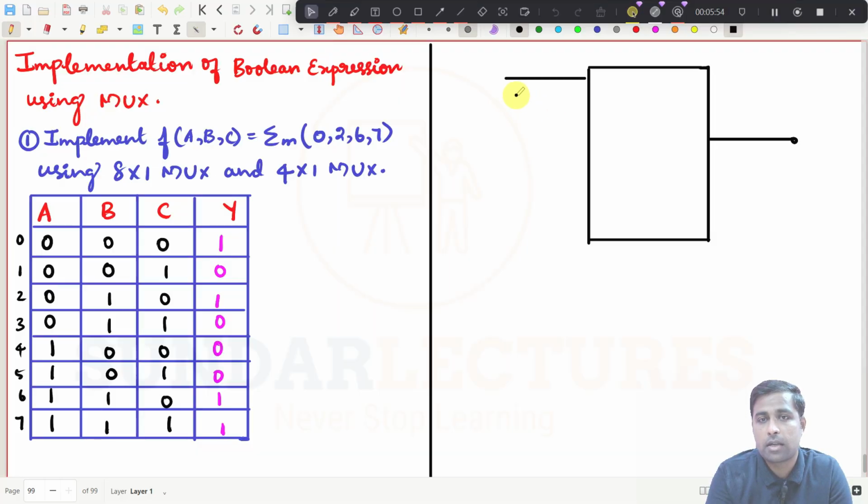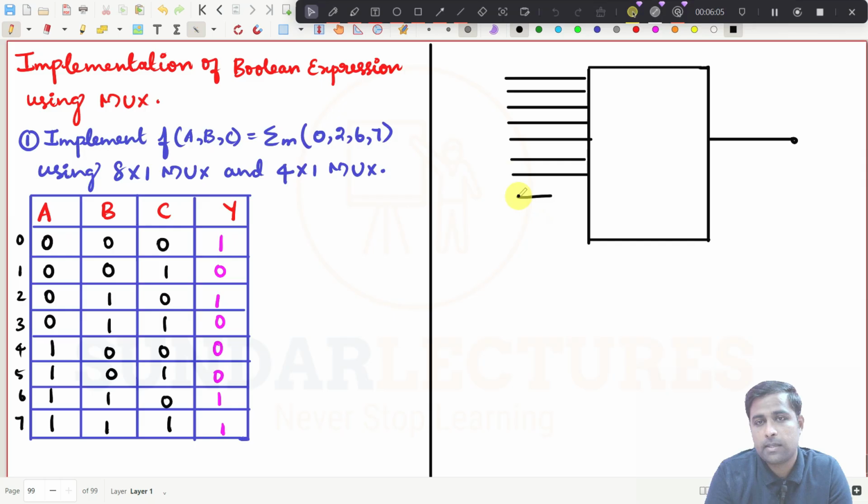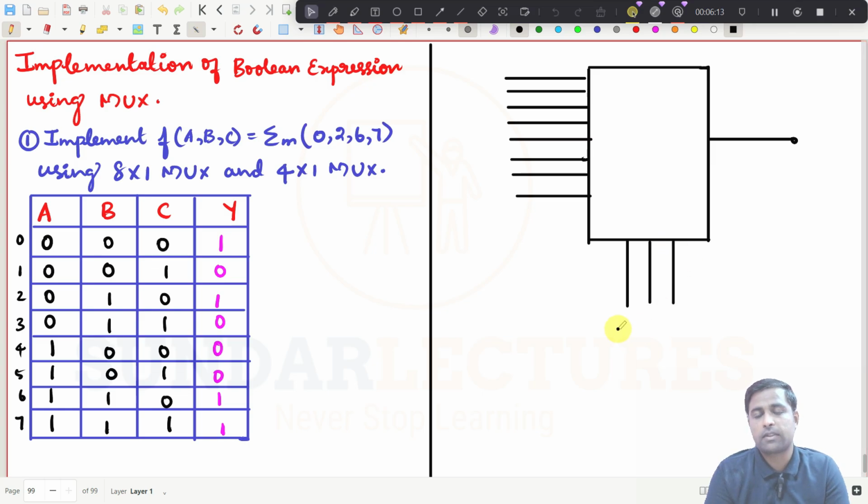So this is 1, 2, 3, 4, 5, 6, 7, 8. Right? 8 inputs will be there. And how many selector switches will you have now? 1, 2, 3. 3 selector switches you will have. So what is this one now? This is actually min term 0, min term 1, min term 2, min term 3, min term 4, min term 5, min term 6, min term 7. I am just writing it like min terms, right?